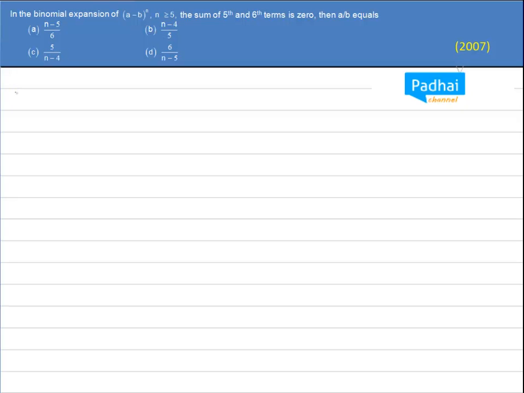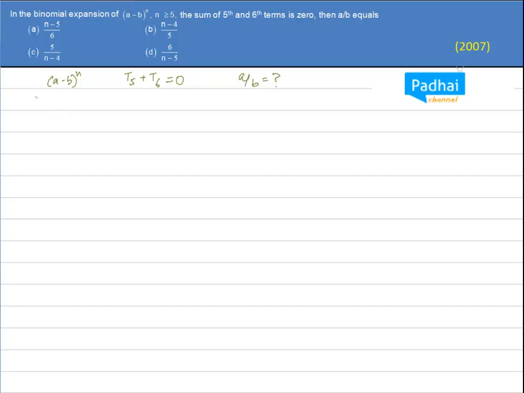Okay, now let us take another 2007 problem which says that in the binomial expansion of (a − b)^n, the sum of the fifth term t5 and t6 is equal to 0. Then you have to find the value of a/b. Okay, this is what you have to find.